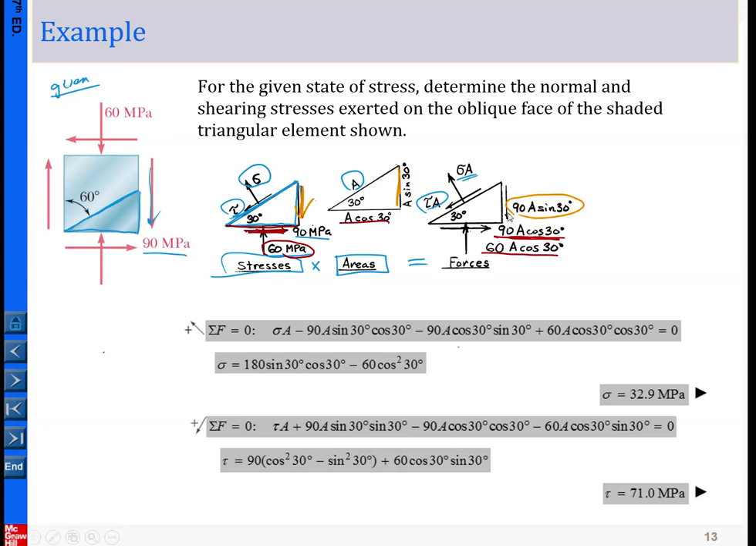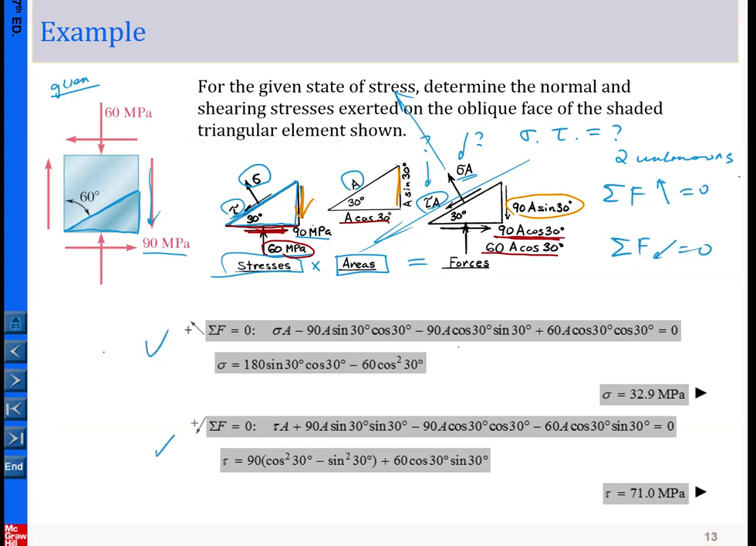Okay, so in this case we have two unknowns, and the two unknowns are sigma and tau. We're going to determine sigma and tau. So we have two unknowns. You simply formulate the force in two directions. Let me say this is this direction. You formulate the force in that direction equal to 0, and also you formulate the force in these directions equal to 0, and the detailed calculation is like this.